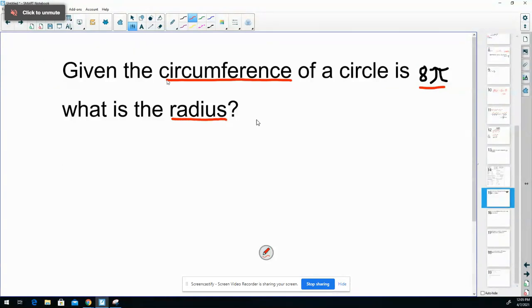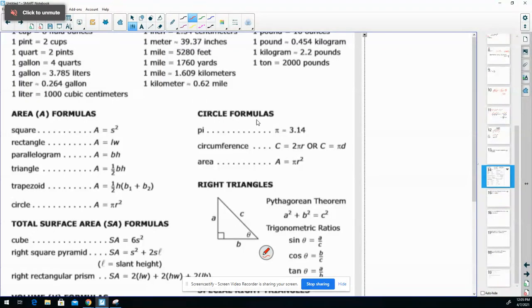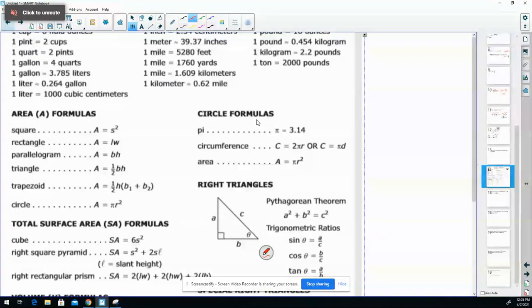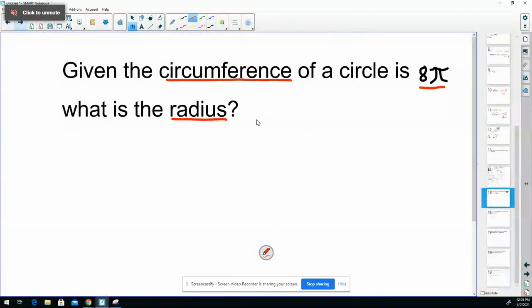So if you go to our formula sheet, we'll see that the circumference is 2 pi r or pi d. But I need the radius, so I'm going to use the 2 pi r one because that has the radius in it. So we have c equals 2 pi r. We know the circumference is 8 pi, so 8 pi is going to go in for c, equals 2 pi r.